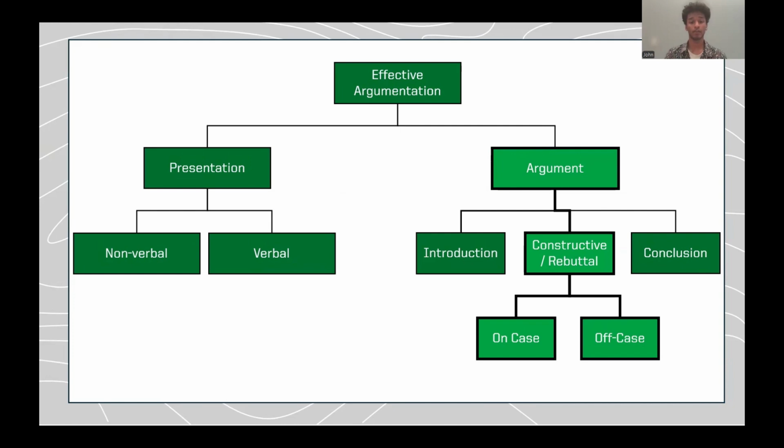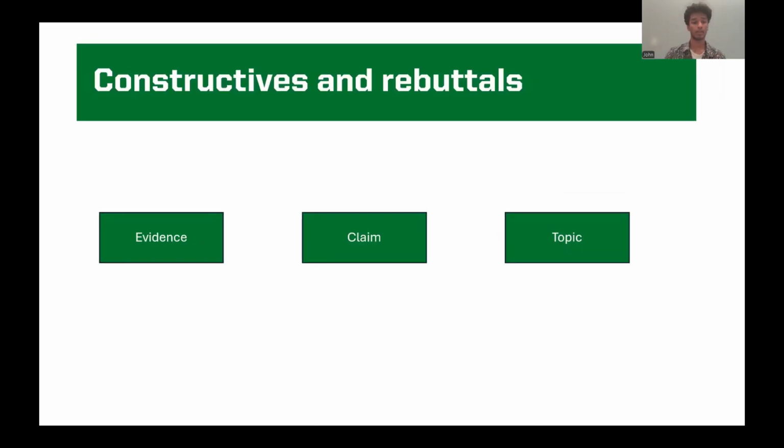Next are your constructive/rebuttal speeches. The three pieces you want to keep track of here are the evidence, the claim, and the topic. Your evidence is meant to support your claim, which in turn, a collection of claims supports the main topic.